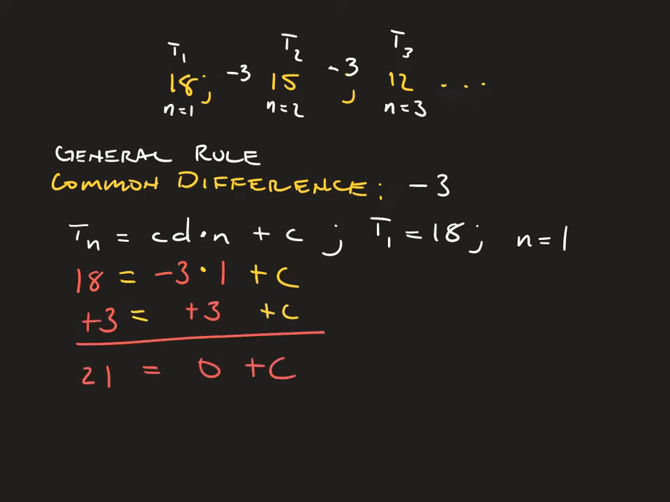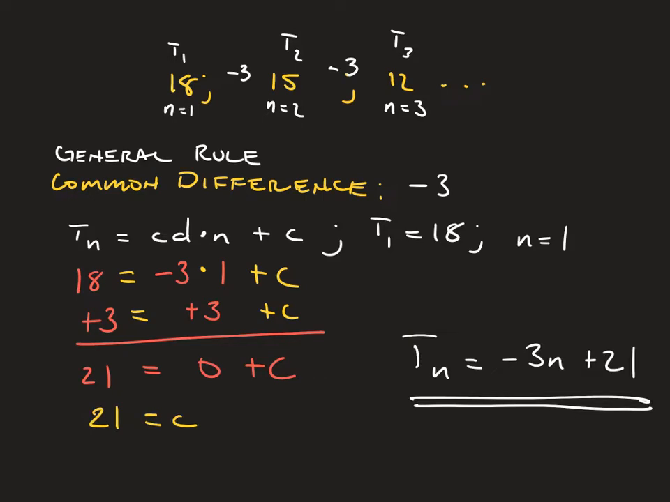We now need to solve the equation, and we are going to have to move the minus 3 to the other side by adding the opposite. So we're going to have plus 3 on both sides, and then we discover c is equal to 21. Once we've done that, we can then write the final rule. In this case, the general rule will be Tn equals minus 3n plus 21.